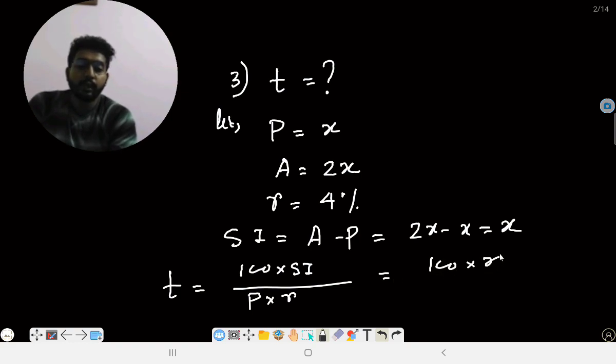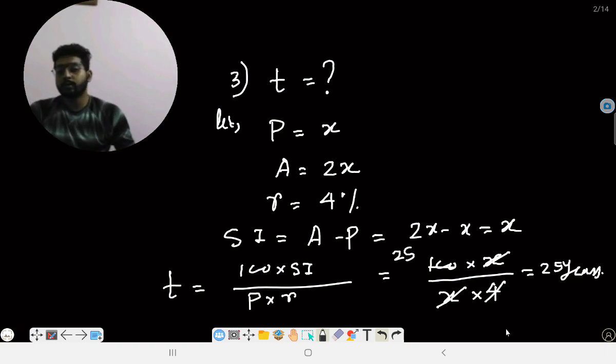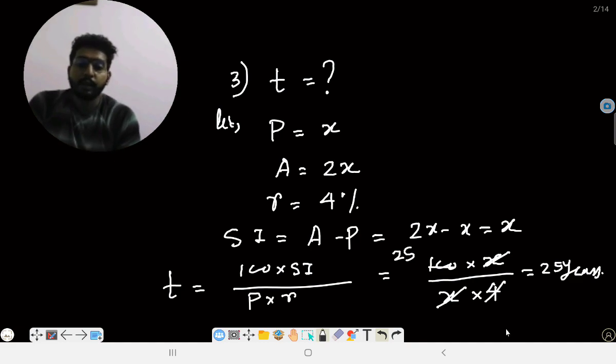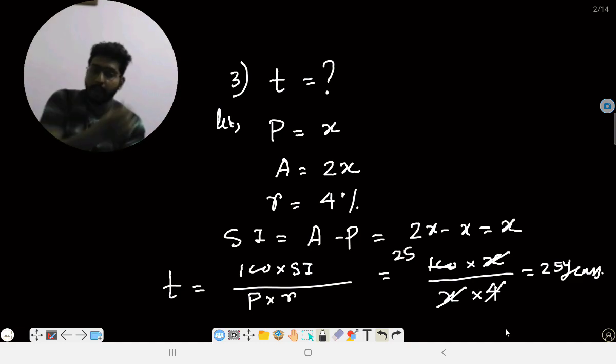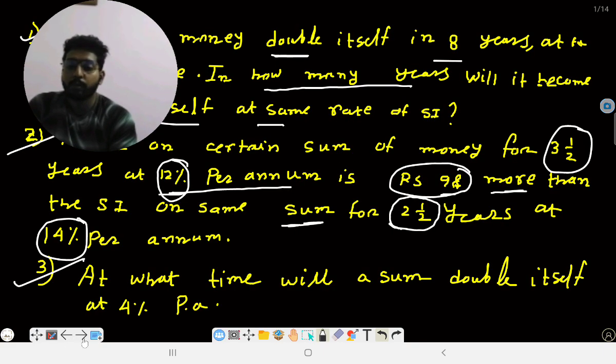So 100 into SI. What is the SI here? x by P into R. Now R is here 4. So here we can see x and x cancel out, and by 4 it will become 25. That means 25 years. So after 25 years the sum will become double itself at the rate of 4% per annum. Okay, so this is the way to solve. So question number 3 is done.